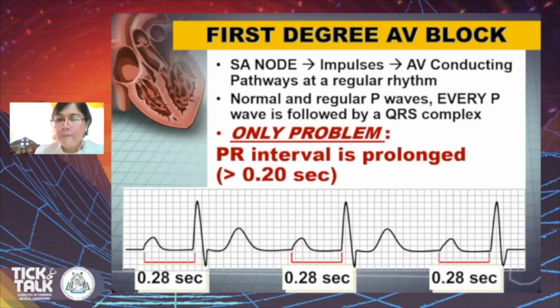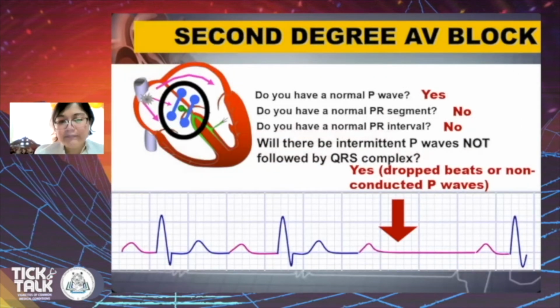So when we talk about second degree AV block, here the P wave is present. There is a PR segment present as well. However, we are able to appreciate what we call a drop beat, meaning intermittent P waves are not actually followed by a QRS complex. So when we talk about second degree AV block, the actual P wave, which represents generation and conduct atrial depolarization, doesn't get through your ventricle to form an actual QRS complex. So here we have an actual block.